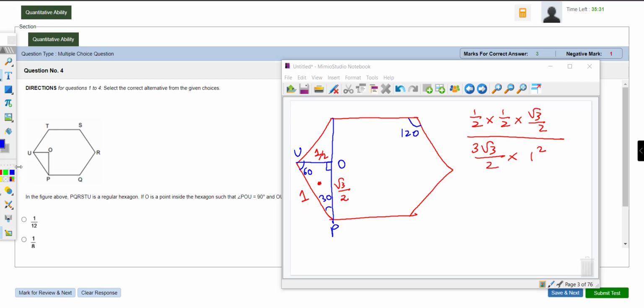Okay, so let's solve this. This is equal to how much? Root 3 divided by 8 into 2 divided by 3 root 3. So this becomes how much? This becomes 2 divided by 24. That is equal to 1 by 12, which is the answer.